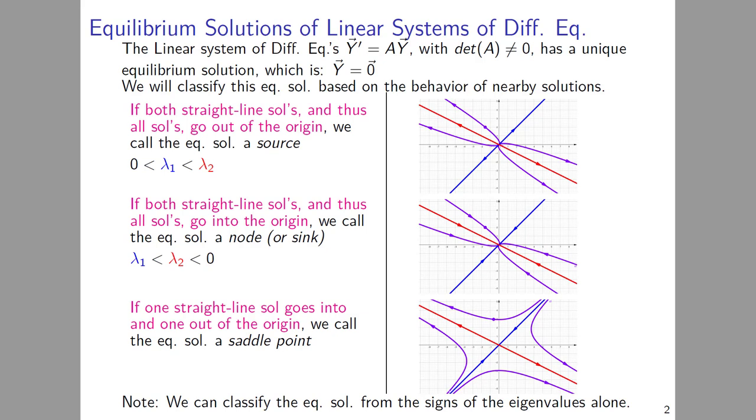And finally, in the case where our equilibrium solution is a saddle point, one of our eigenvalues is positive and one of our eigenvalues is negative. These three cases are all of the types of equilibrium solutions we can have as long as the matrix A has a determinant that is non-zero.